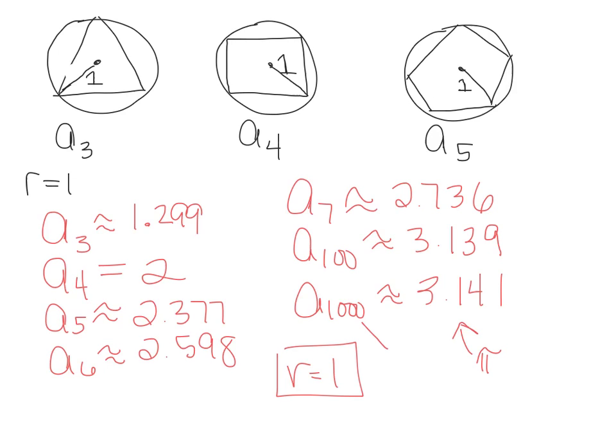And as my number of sides gets greater and greater and greater, then I'm converging on pi on purpose, because that's how the math works. As n approaches infinity, the limit of the areas is pi. Okay? That's really, really cool.